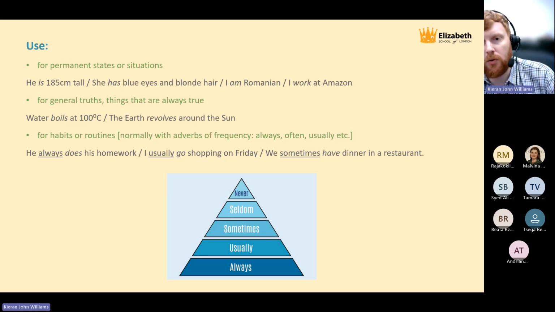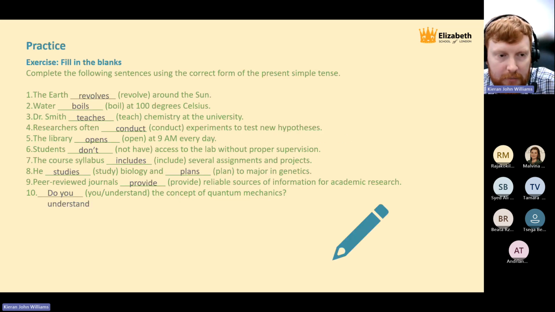So we know how to make it. We know how to use it. Now it is time to do a little bit of practice. On the screen, you have 10 sentences and they have the verb there. You just need to use the correct form of the verb to finish the sentence. For example, in the first one, we've got the earth and then we have revolve. Now remember, the earth is it. So we need to put an S on the end. So it revolves around the sun.